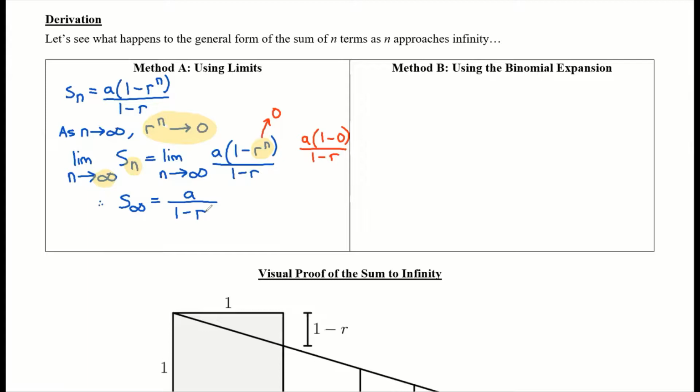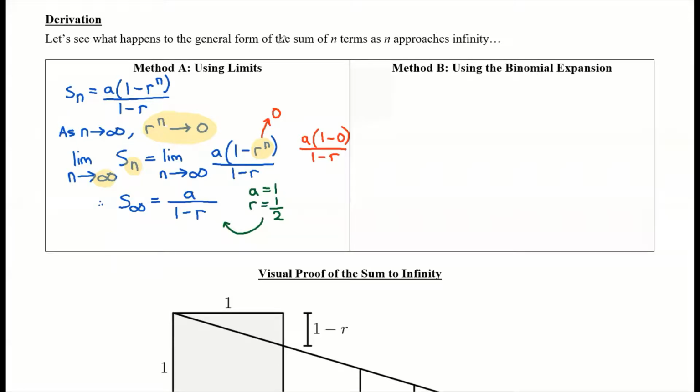All right. And you can just test this. Remember in the example previously, we saw that a was equal to 1 and r was equal to 1/2. Well, if we sub those into here, you'll see that you get the answer 2, which is what the sum to infinity was. That's the value it tends towards. So that's a really important formula.